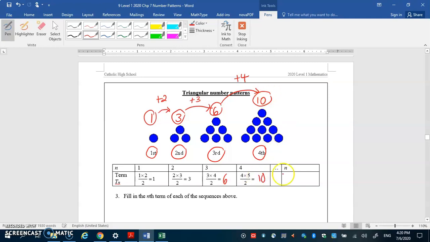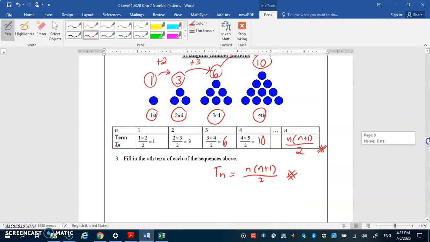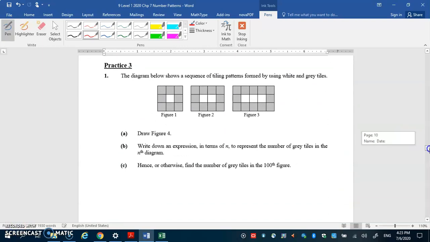So basically, the number itself multiplied by the next number, that means n multiplied by n plus 1, divided by 2 will give you your nth term. Okay, so the nth term is basically n times n plus 1 over 2. For triangular number pattern, I suggest you remember this formula because sometimes they might test you on this. Okay, it is quite common. Alright, let's move on to the next page, practice 3.